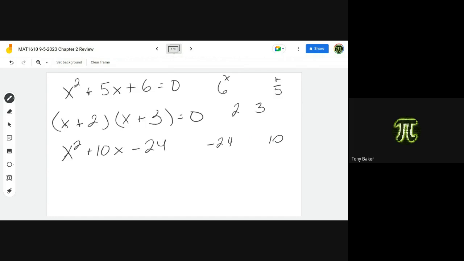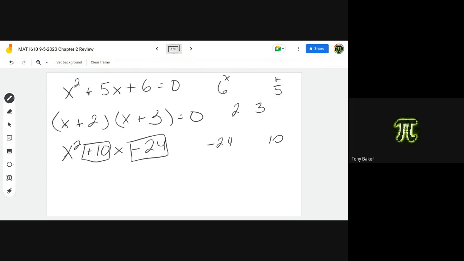So my guess is it's a sign issue that you were having. When you're looking at them, always make sure to take the signs that are in front of them. So we're looking for two numbers that multiply to negative 24, not positive 24. Because if you did positive 24, you got 6 and 4, which would have added to 10. But in this case, they don't; we're looking for a negative.